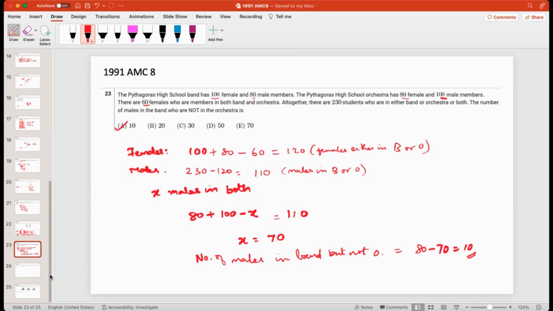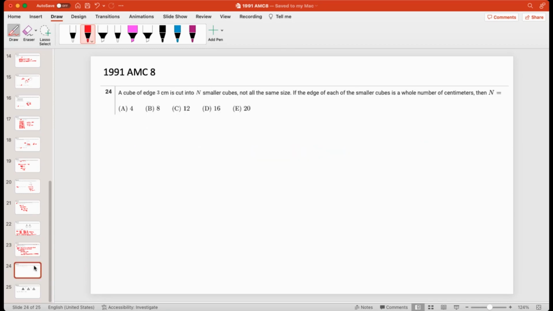Got it? Going to question number 24. A cube of 3 centimeters is cut into n smaller cubes, not all the same size. Some can be the same size, but not all are the same size. So two or more different sizes of cubes need to be there in the smaller cubes. If the edge of each of the smaller cubes is a whole number of centimeters, then n is equal to dash. How many cubes are there? That's the question, right?